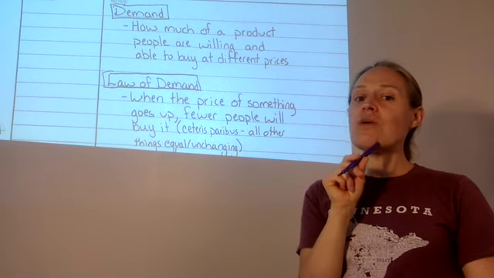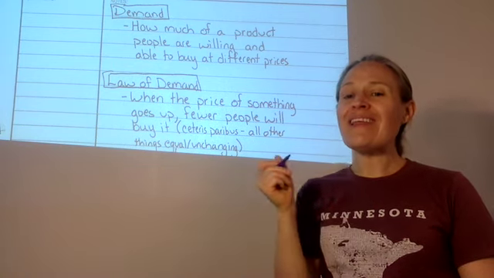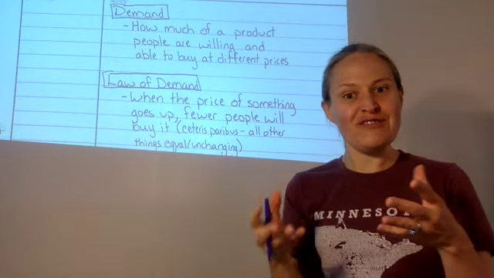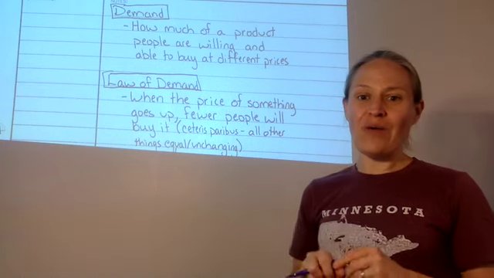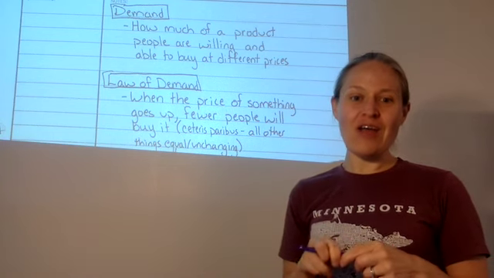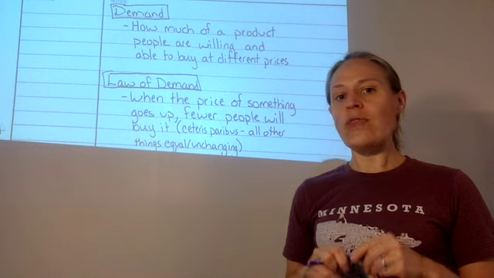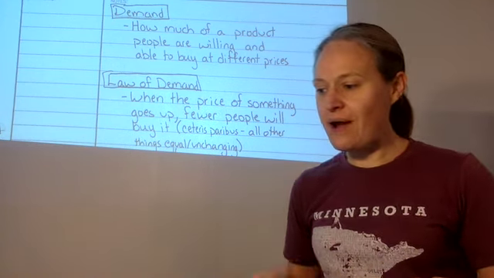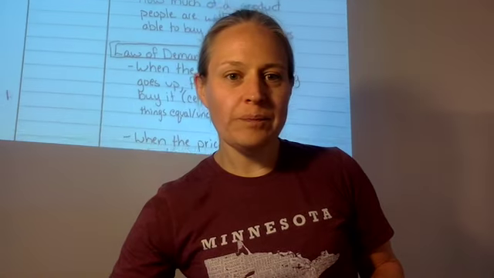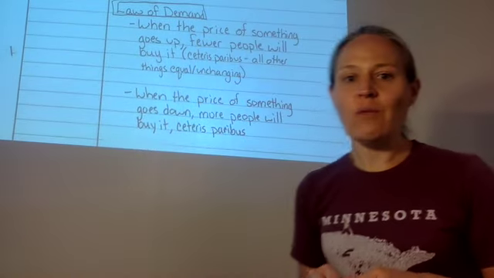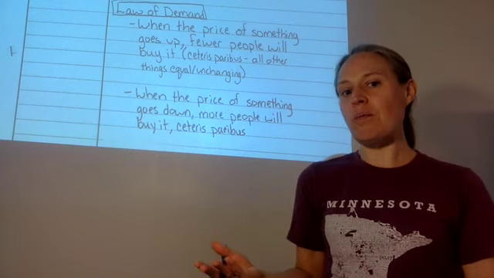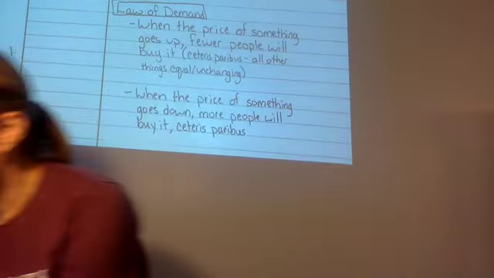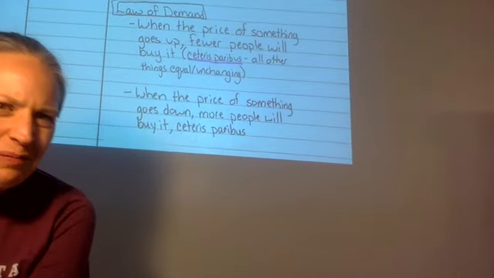Then there's the law of demand. You know how in science classes there are laws, like the laws of physics, the law of gravity? Well, we have those here in economics as well. The law of demand says when the price of something goes up, fewer people will buy it, ceteris paribus, meaning all other things equal. And when the price of something goes down, more people will buy it, ceteris paribus.